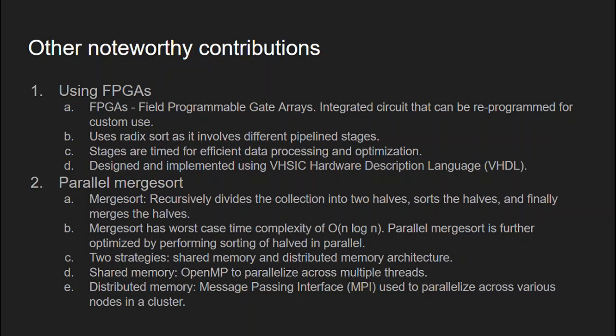The authors of the parallel merge sort technique discuss two implementation strategies. First, using shared memory, and second, using distributed memory architectures. With the shared memory implementation, OpenMP directives are used to parallelize the algorithm across multiple threads. With the distributed memory implementation, a message passing interface, or MPI, is used to parallelize the algorithm across various nodes in a cluster.